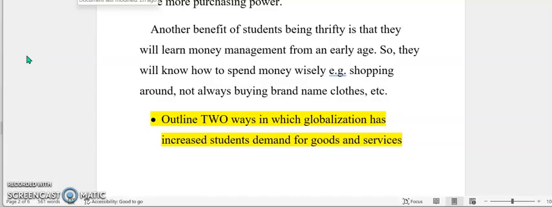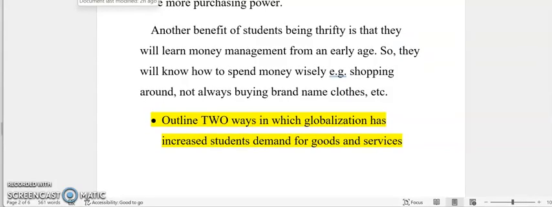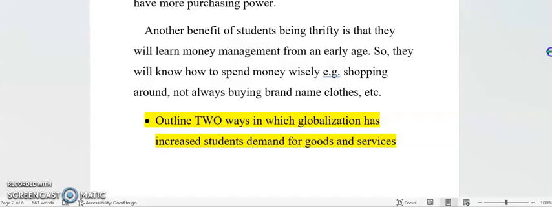The term demand refers to how much of a particular good a consumer is willing to purchase and is able to purchase at different prices. In this case, we're talking about students. How much of a particular good are students at school willing to purchase and able to purchase at different prices? So now that we know what the term globalization means, and we also know what the term demand means, we are now able to answer this question. We're going to outline two ways in which globalization has increased students' demand for goods and services. I know that you have your answers all written down, so you should be able to answer this question.